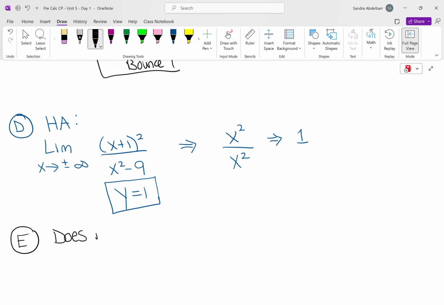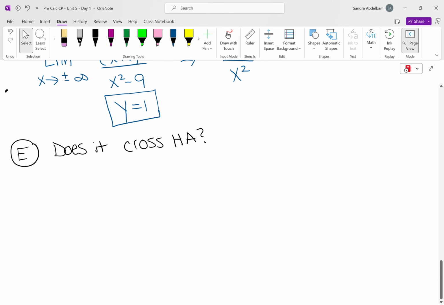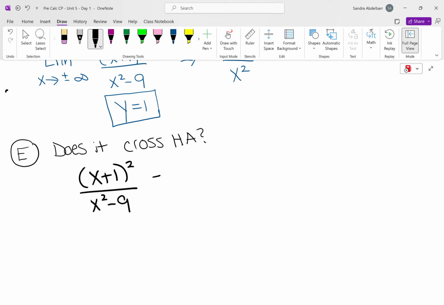And now we have to ask ourselves, does it cross? How do we decide if it crosses? What do we have to do? Good. We're going to set the function equal to the horizontal asymptote. So my function is x plus 1 quantity squared over x squared minus 9, and we are going to set that equal to 1.